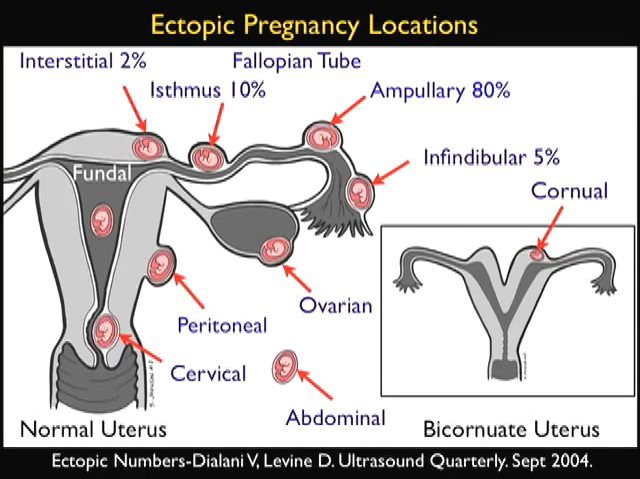Notice also that there can be uncommon ectopics that implant within the ovary, within the peritoneal cavity, or even within the general abdominal cavity. And these can be very difficult to pick up on ultrasound and commonly grow to a late stage before being diagnosed.